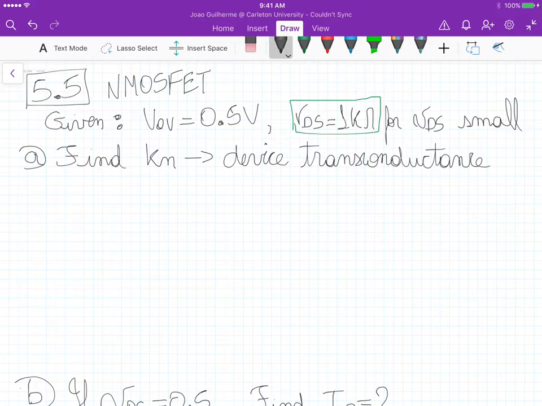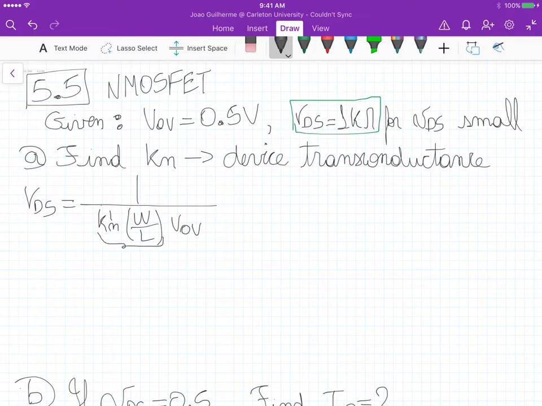I want you to remember the equation for the drain-source resistance. This one holds for a very small VDS, right? So the drain-source resistance is equal to 1 divided by Kn prime times the aspect ratio times the overdrive voltage. Now, this Kn prime, the process transconductance, times the aspect ratio is the device transconductance. It's Kn that we want to find out, part A. If we rearrange this equation, the device transconductance is equal to 1 over the drain-source resistance times the overdrive voltage.